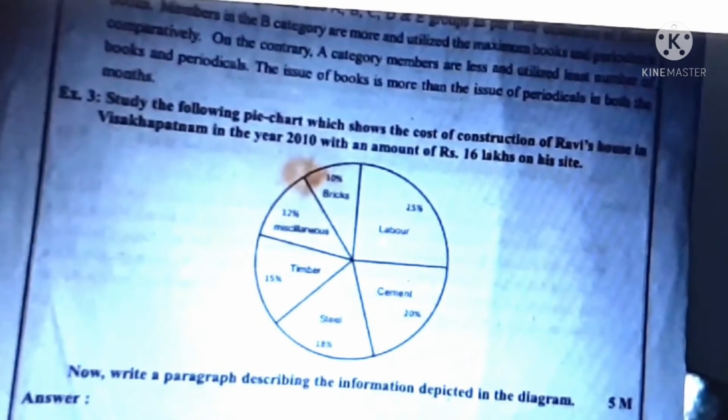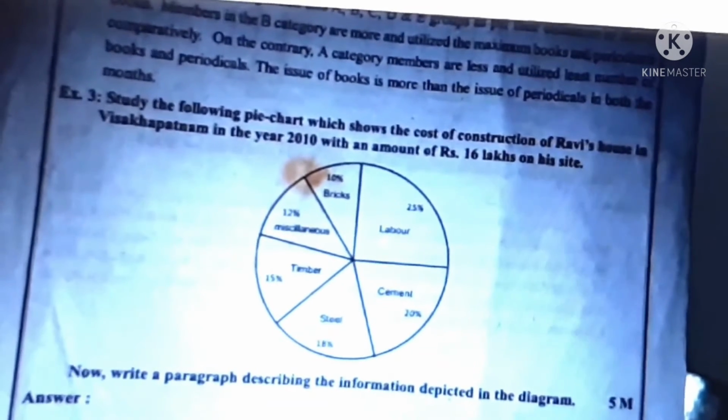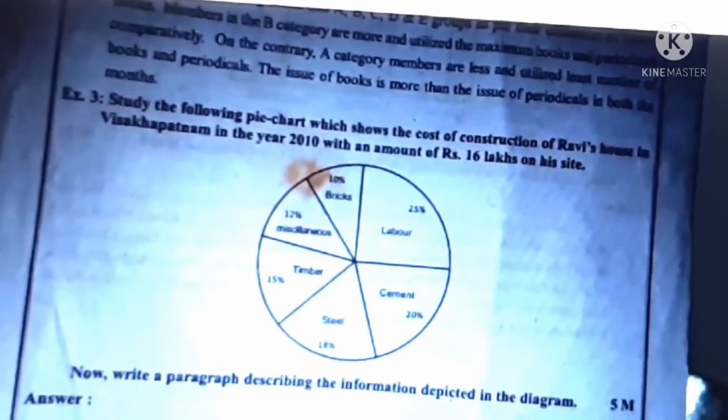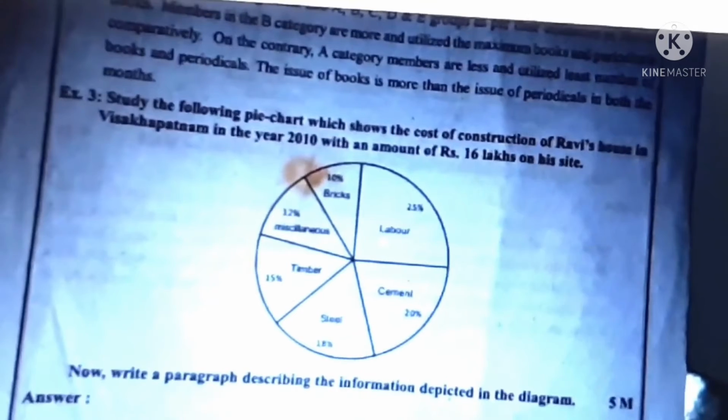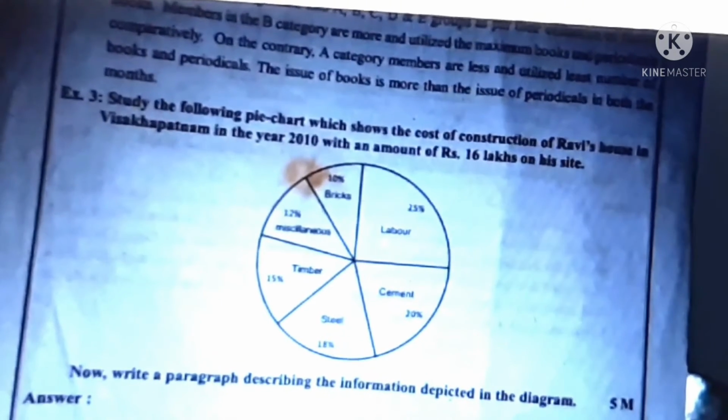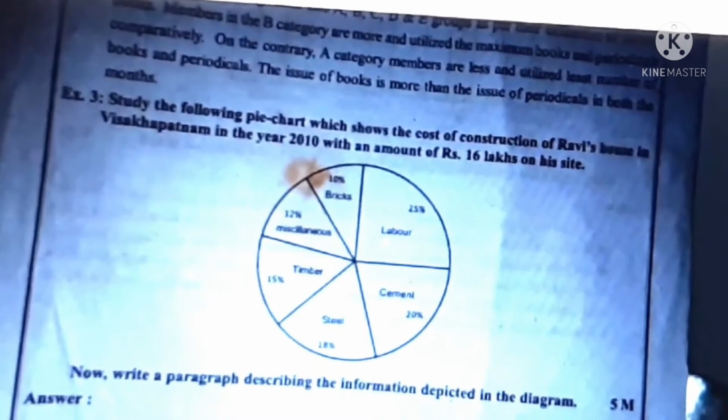Next, how many parts are there in that diagram? See or observe the diagram and write. Here there are 6 parts. Okay, write as there are 6 parts. This is the fourth line. Write all about the parts in separate lines.